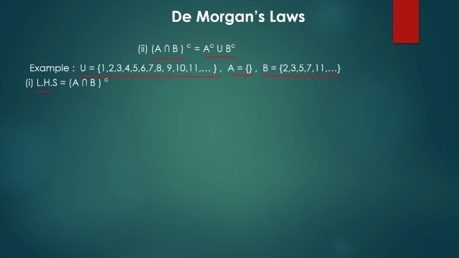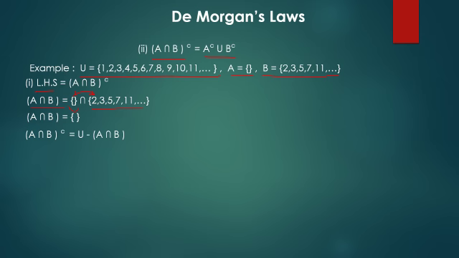Now we take the left hand side, A intersection B whole complement. First we take the intersection of A and B. As A is empty, the intersection of the empty set with any set is empty. Now its complement: write the universal set and the difference A intersection B. So the universal set's difference with the empty set is itself the universal set.